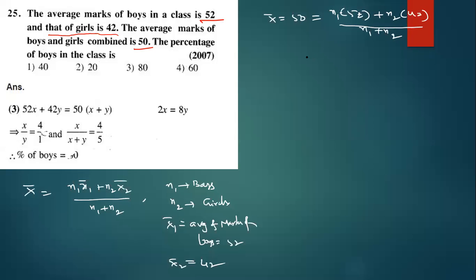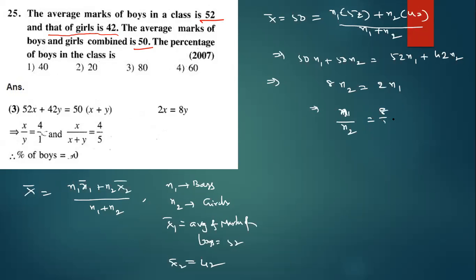Okay. Now how to simplify? Write down 50 N1 plus 50 N2 is equal to 52 N1 plus 42 N2. Simplify anyone? 8 N2 is equal to 2 N1. So N1 by N2 is equal to how much? 8 by 2. That is 4. Fine.